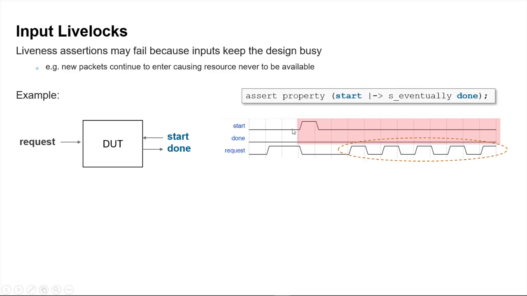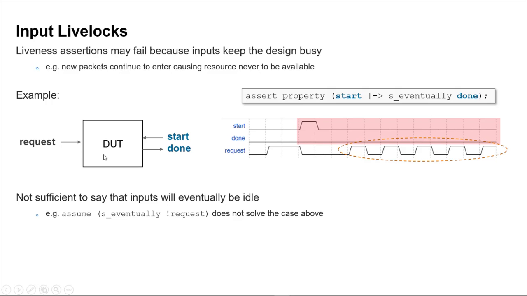So we have a start here, and the tool just keeps making requests, and therefore I don't get a done. The design can never actually catch up with the speed at which the inputs make a request. Conceptually the tool's driving these input requests here, so we've got to prevent that happening somehow. Our first inclination will be to write an assumption that does this: s_eventually, I must have a cycle where there is not a request. That's what this property says. There must always be a future cycle where request is not true.